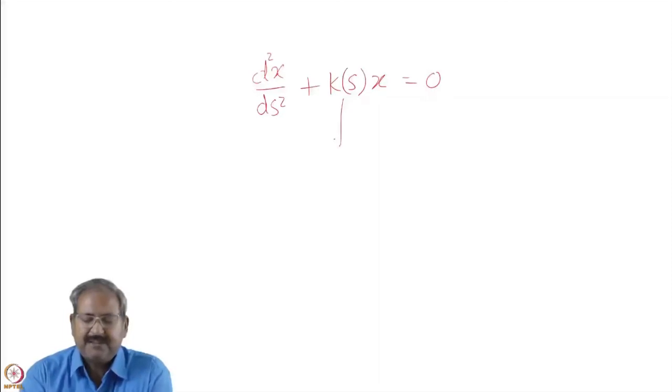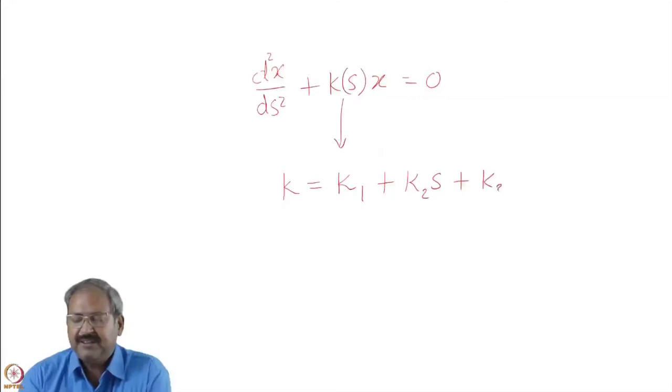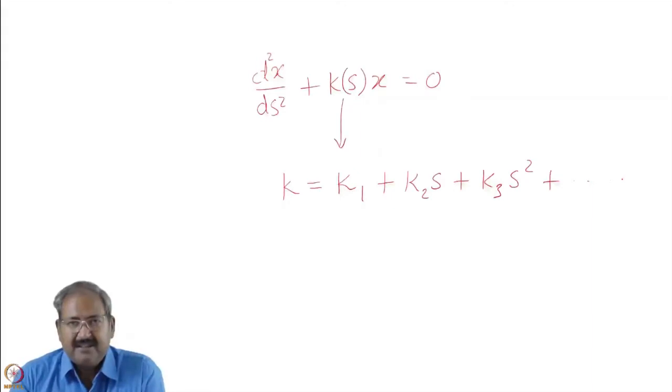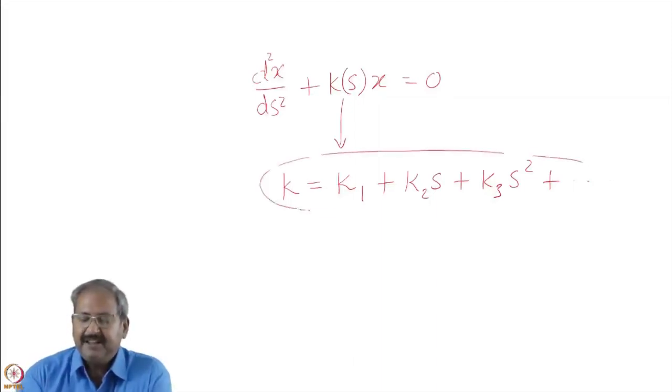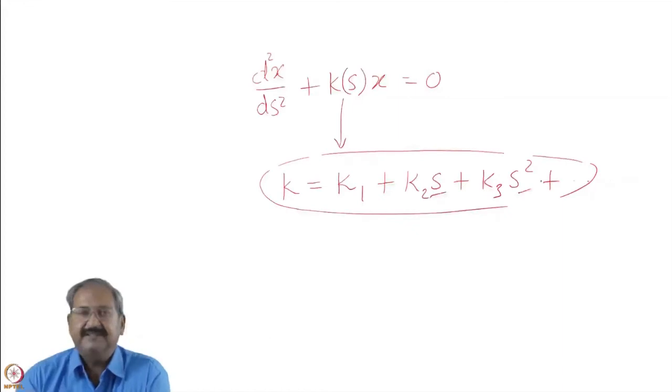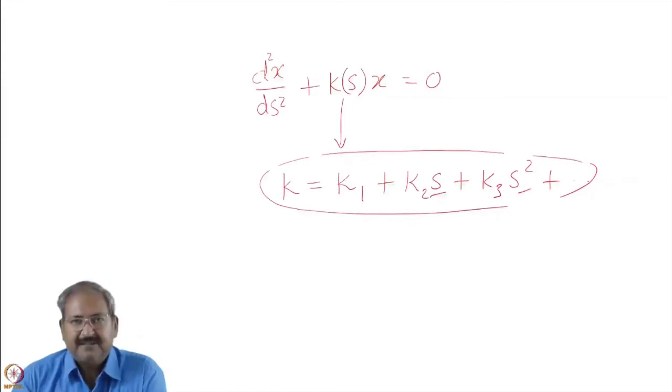Now one question may arise that k may be a complicated function of s, that k may be k1 plus k2s plus k3s square and like that. In this case, will it become a nonlinear equation? No, because nonlinearity is in the independent variable s here. To make the differential equation nonlinear, we have to have some nonlinearity in the x itself, which is not there.